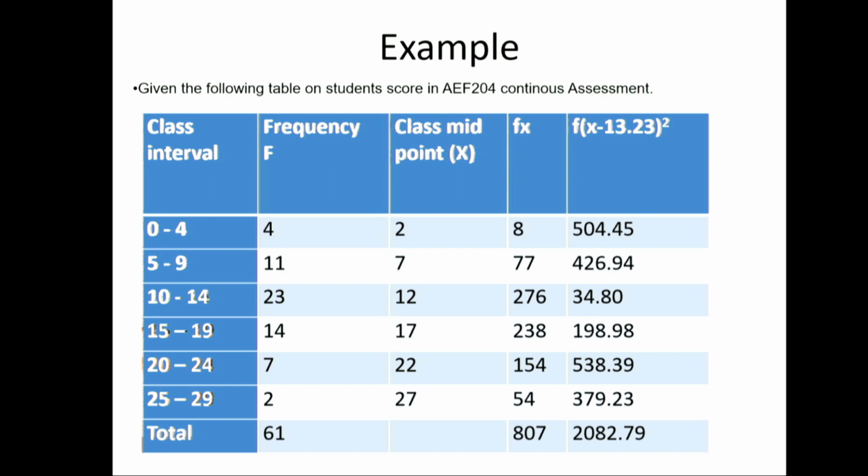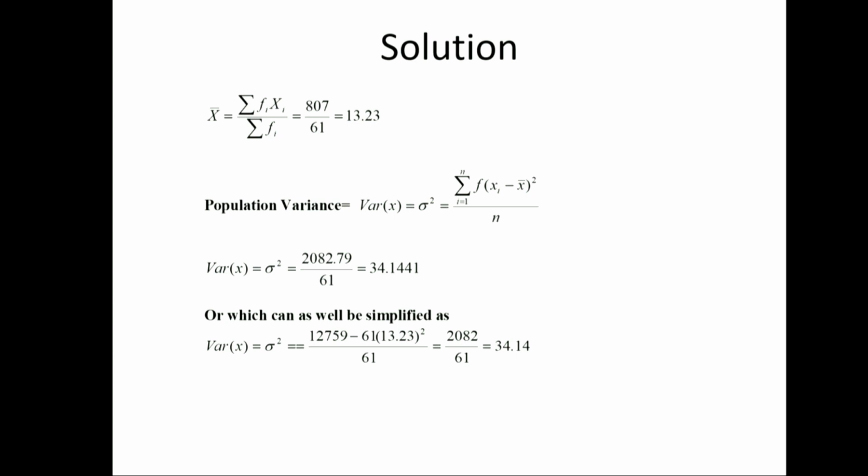Our F is the frequency. So we need Fx so as to obtain the mean. So that is what we did here. Then we obtain our mean to be 13.23. So to now obtain this F into Si minus the mean, everything square, this is what you are going to get. So we have done that on the table. And then the total Fx is 807, while the total sum of F into Si minus 13.23 square is 2082.79.